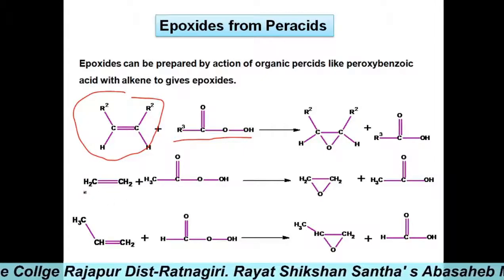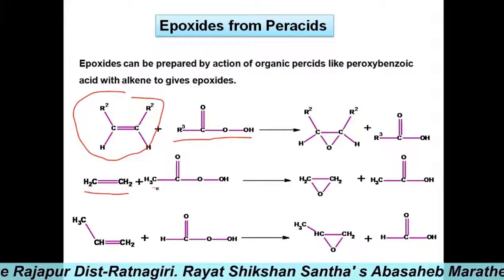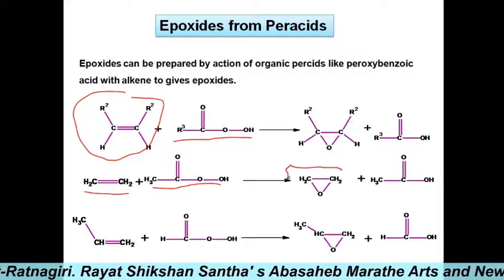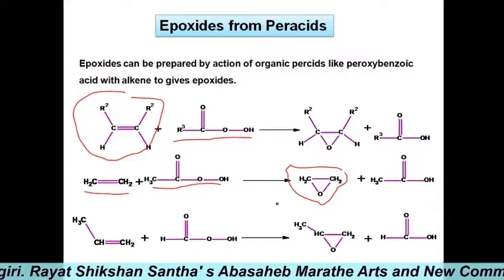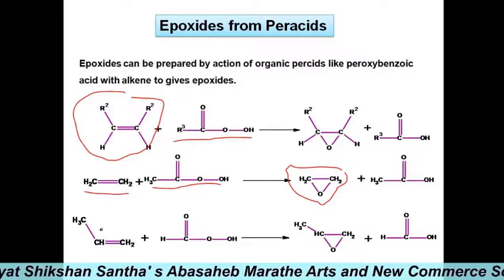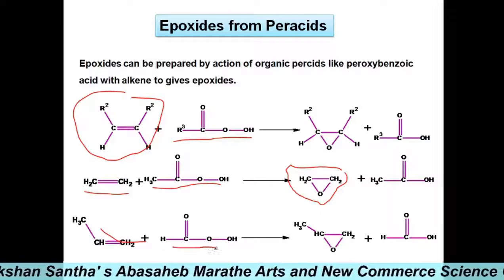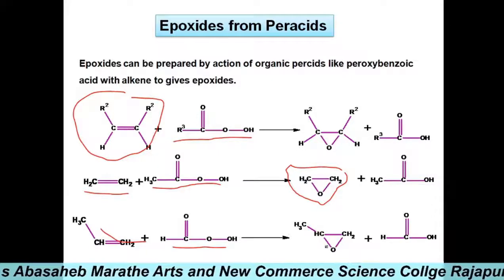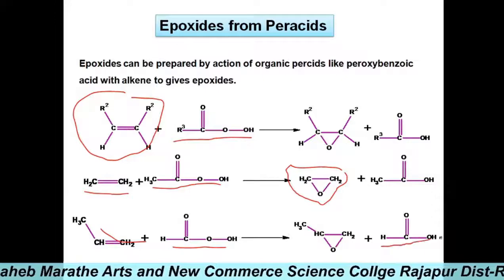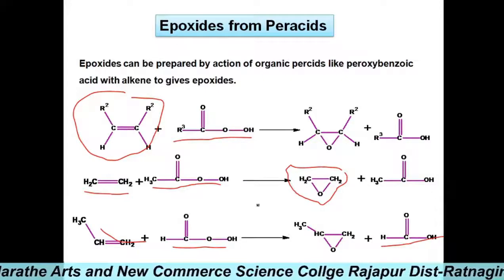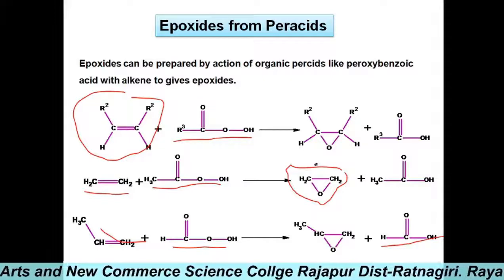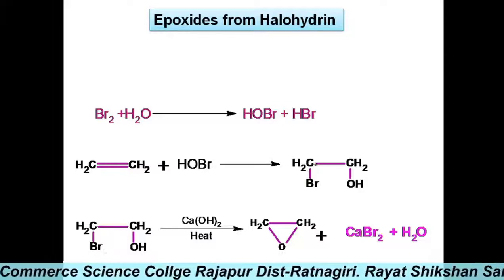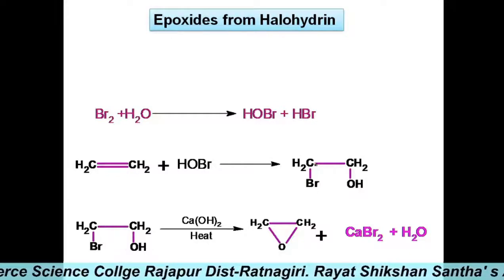For example, ethene is taken in the presence of peracetic acid, and the product is an epoxide, ethylene oxide. Similarly, propylene is taken in the presence of performic acid to get propylene oxide as the product, and the byproduct is formic acid. Such a type of epoxide we have prepared by using peroxides.